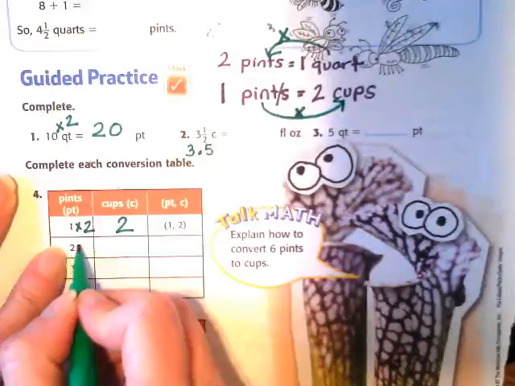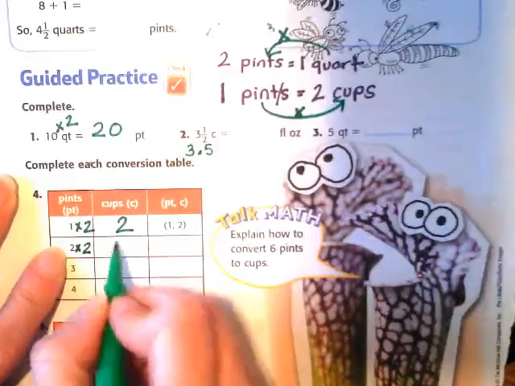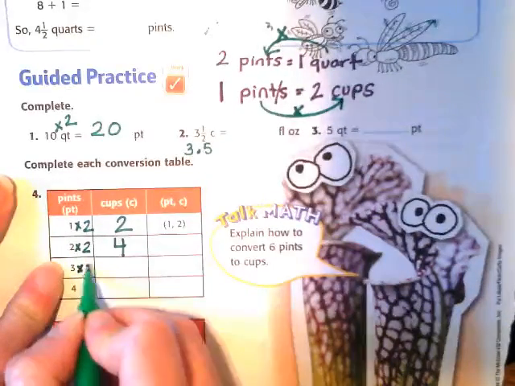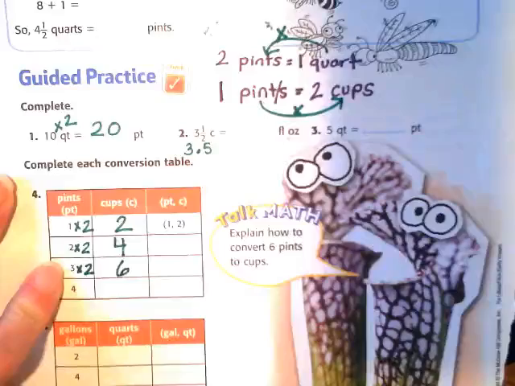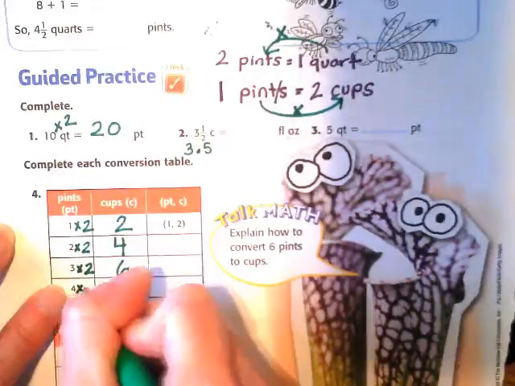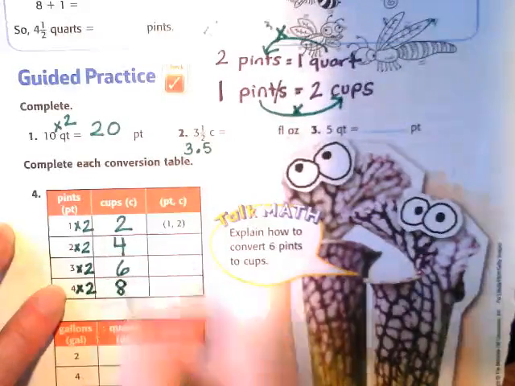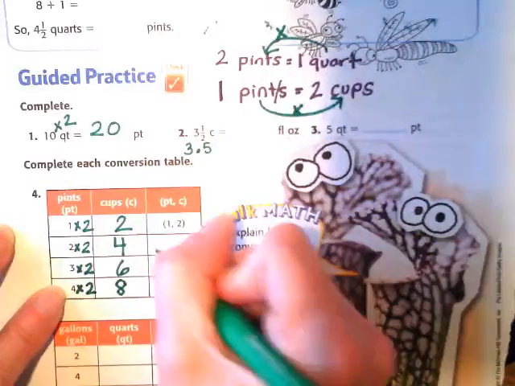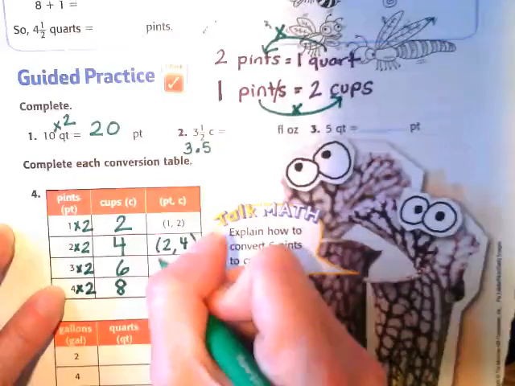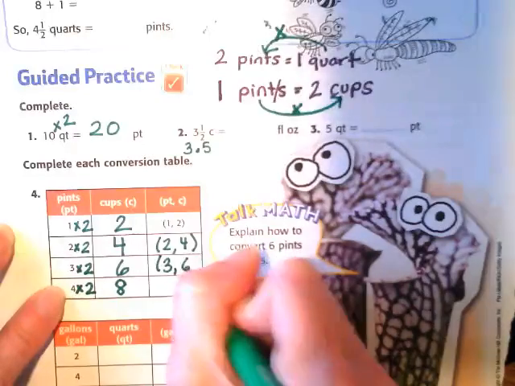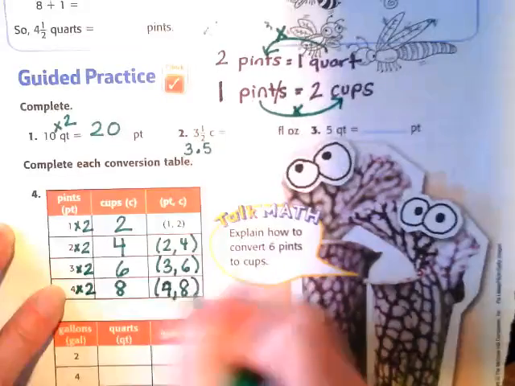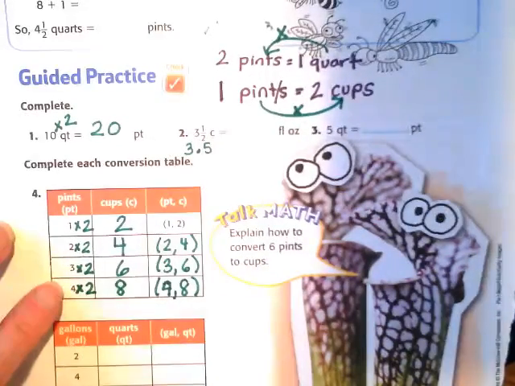If I have 2 pints, if I multiply that by 2, I know that's going to be 4 cups. 3 pints, I multiply by 2 and get 6 cups. If it's 4 pints, I multiply by 2 and get 8 cups. And then, of course, over here, we're just going to write our connection with the pints to cups.